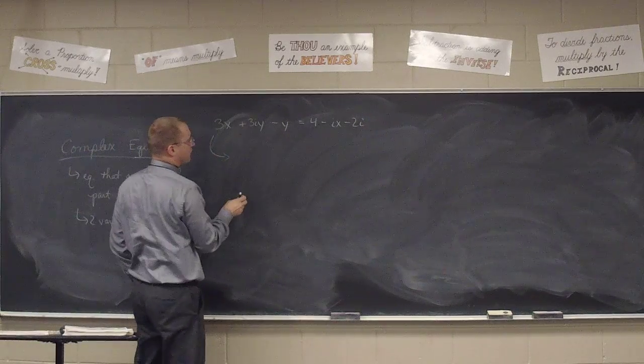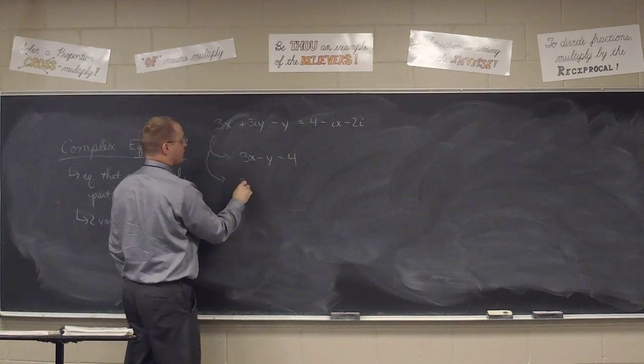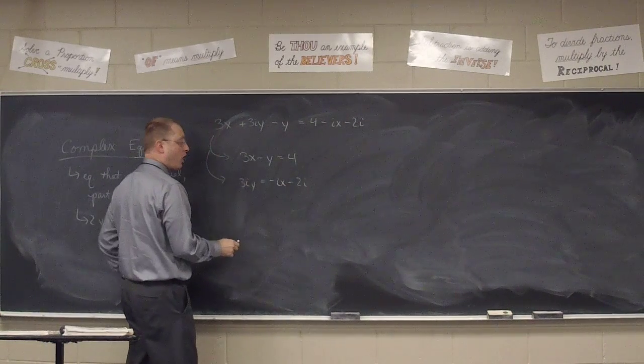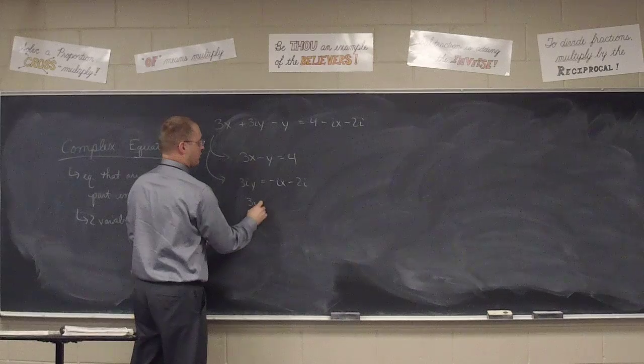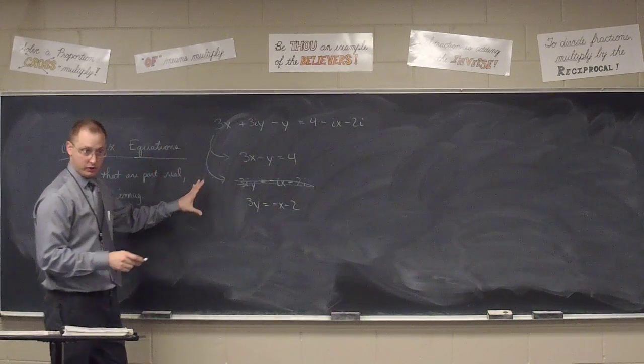All right, check your work. Hopefully you said 3x minus y equals 4. And hopefully you also said 3iy equals negative ix negative 2i. Hopefully then you took the i out and said 3y equals negative x negative 2. So far so good?